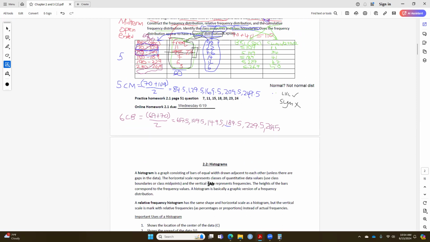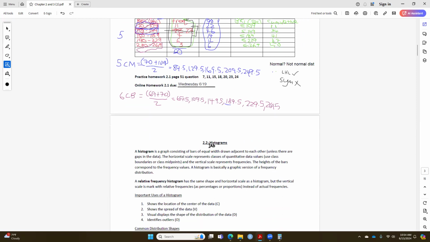So again, this is the 4th homework that is assigned, and we're going to do the 5th homework in here, which is 2.2. So we're going to do histograms in this case.